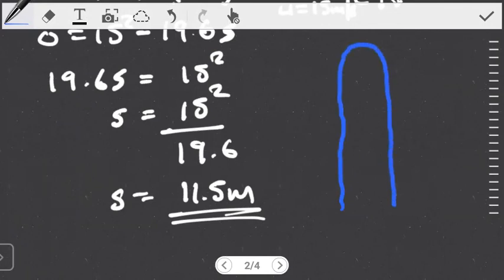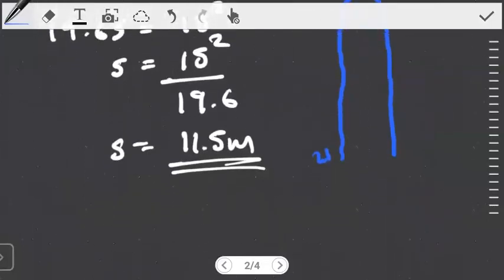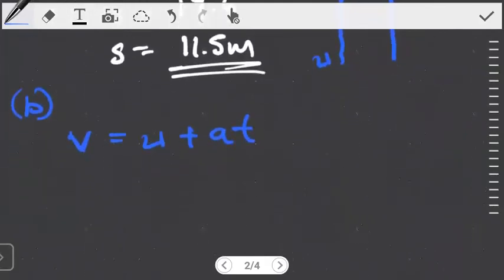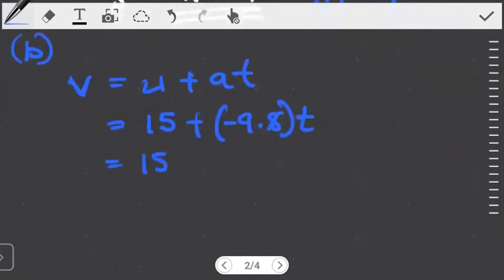Now here, since we're given the time, we know the initial velocity. What we're just going to do is find the velocity after 1.5 seconds. So if we wanted to find the velocity after 1.5 seconds, let's use v equals u plus at. Now, notice one thing about this equation. It keeps reducing the initial velocity, since this is negative 9.8. Let me keep this t for now. But what you see is that this is just 15 minus 9.8 t.